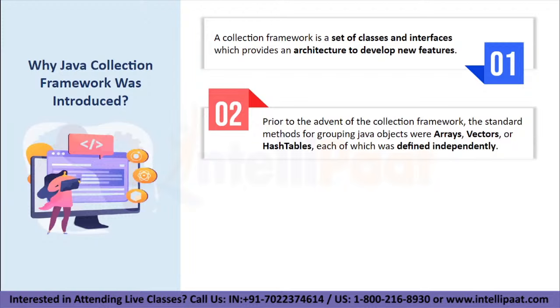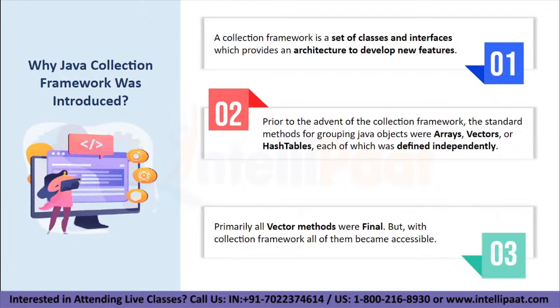So Java developers decided to find a solution to this problem. And that solution: collection architecture or framework. Under the influence of one interface, all different collections became more unified, making data structure programming more effective, efficient, and reliable. The other change that came along with the collection framework is that the vector class became accessible. Primarily, all vector methods were final, meaning you cannot use the vector class to implement a similar type of collection. But now, you can extend the vector class to create your own new custom class. I hope that you are clear with this explanation.